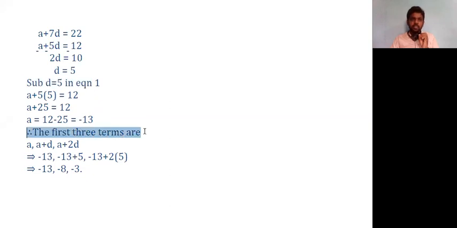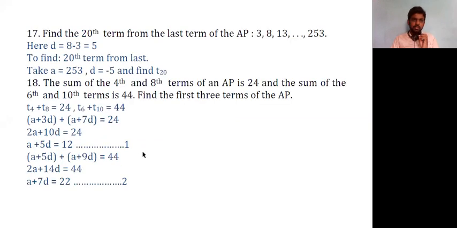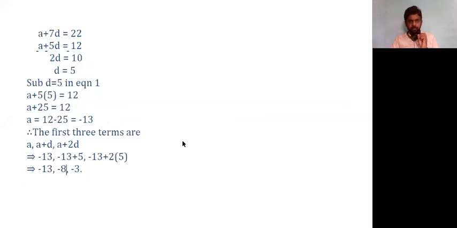So the first three terms are A, A plus D, and A plus 2D. So minus 13, minus 13 plus 5, and minus 13 plus 2 into 5. Minus 13 plus 5 is minus 8, and minus 13 plus 2 into 5 is minus 3. So minus 13, minus 8, minus 3 are the first three terms of the AP.